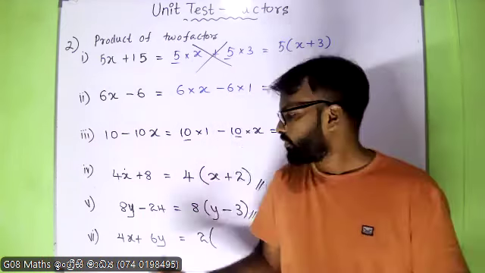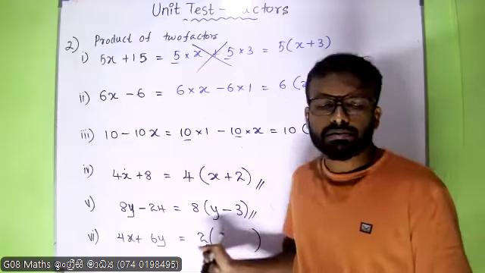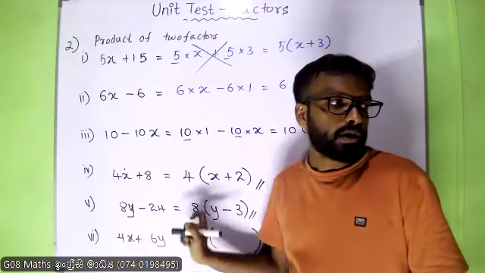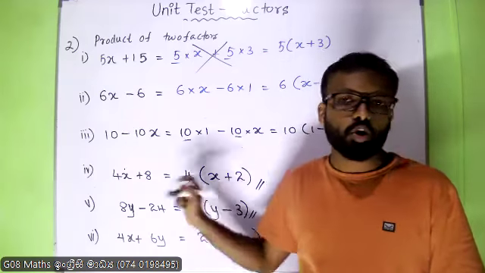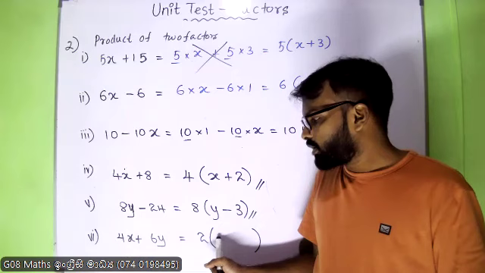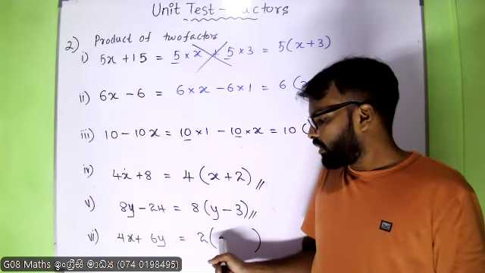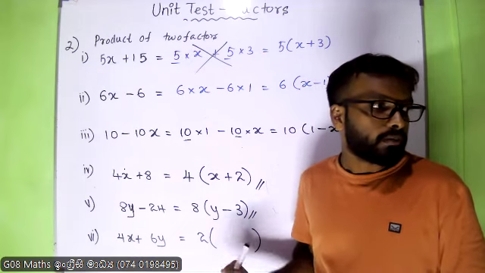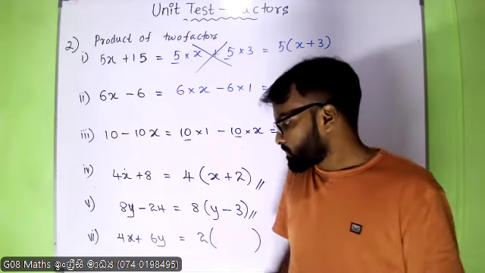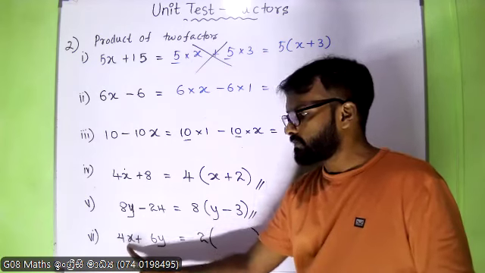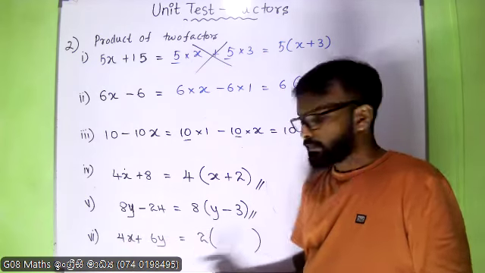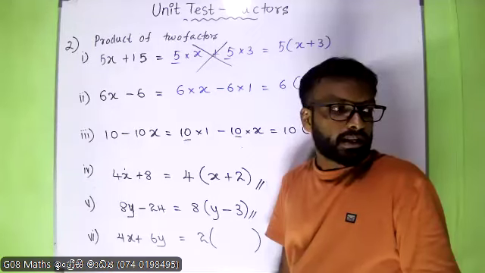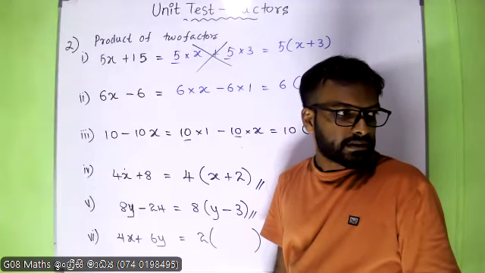Sahira, can you fill the bracket? If you take 2 as the common term out, what are the terms that you are going to put here? 2x plus 3y. Sahira, what I heard there? 2x plus 3y.